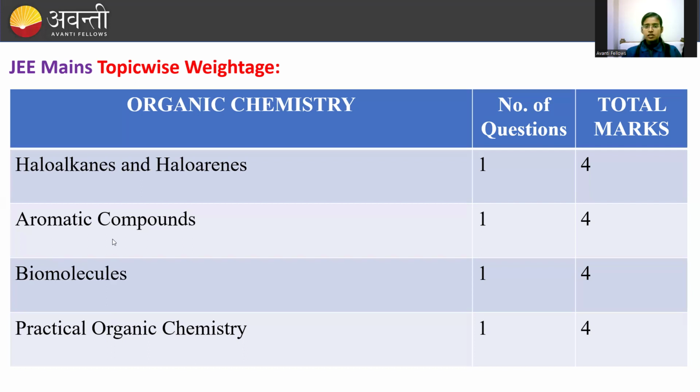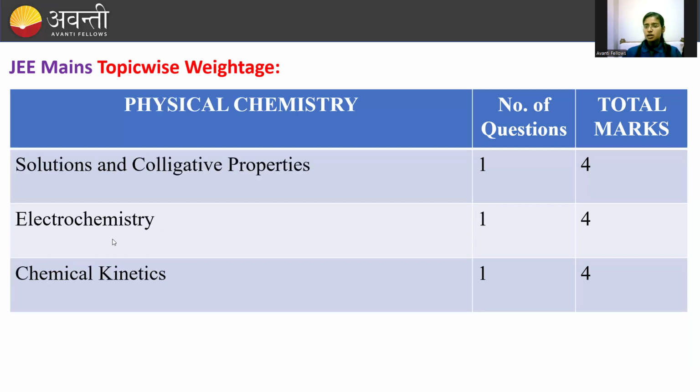Okay. Great. Next, coming to organic chemistry, we have 4 topics again: haloalkanes, haloarenes, aromatic compounds, biomolecules, practical organic chemistry. We also have alcohols, phenols, and ethers. In each lesson, you are going to get one question, and each consists of 4 marks. Then coming to physical chemistry, we have solutions and colligative properties, electrochemistry, and chemical kinetics. Again, one question each. So this is the JEE Main topic-wise weightage for your 12th class chemistry.